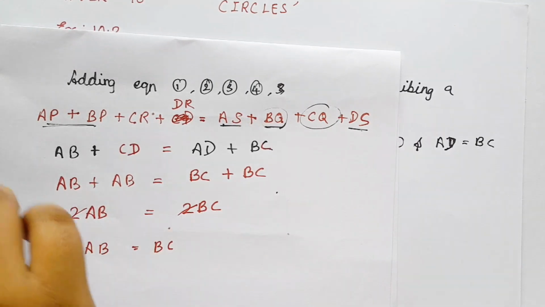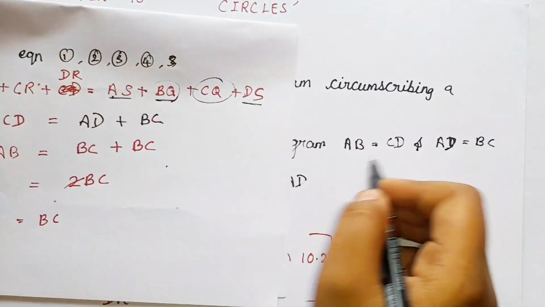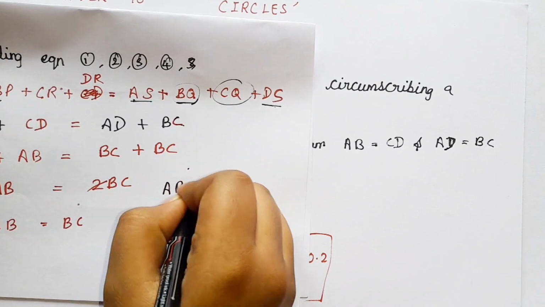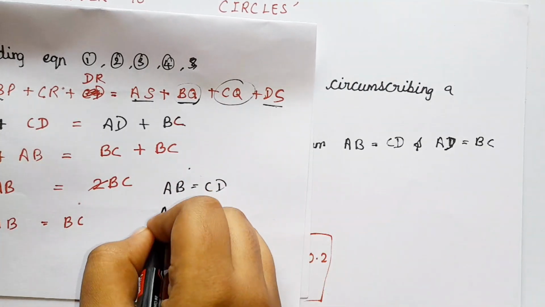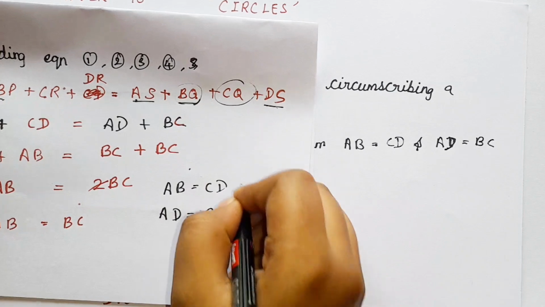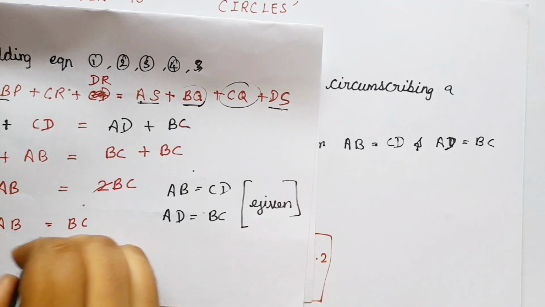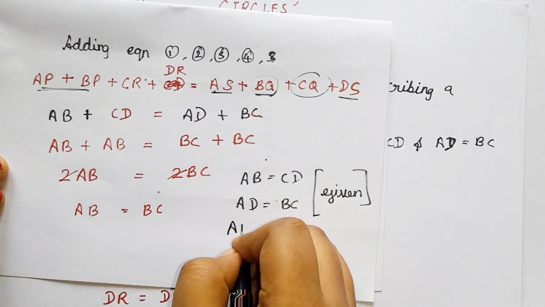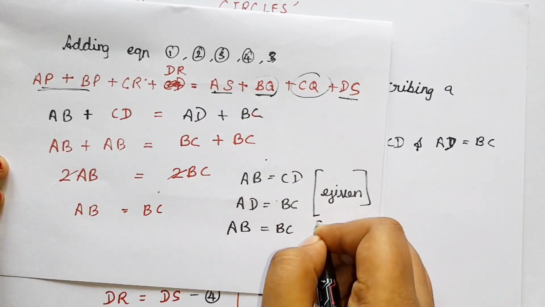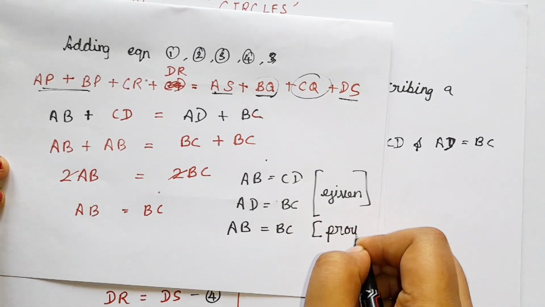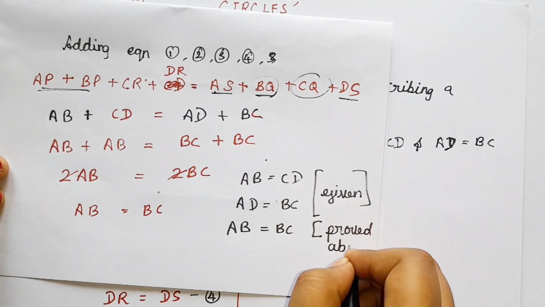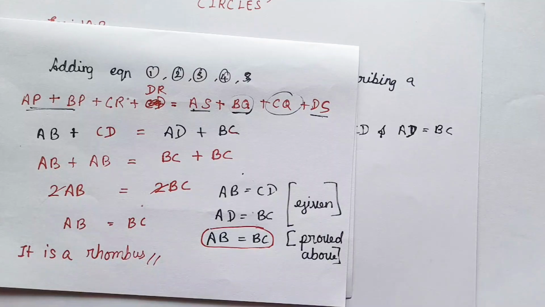So no worries guys. So now what I am going to do is I am going to write this as it is. AB is equal to CD and AD is equal to BC. Why? Because it is given. Okay, and then now we just proved something, right? That is AB is equal to BC. Why? Because proved above. Okay guys, so now I wrote it is a rhombus. So you guys might be wondering how is it possible. Now I just wrote the given value as well as what we just proved now.